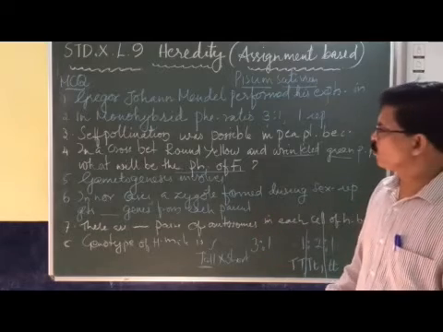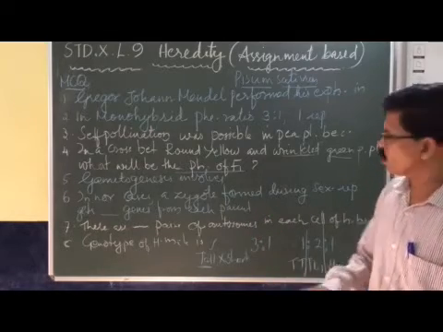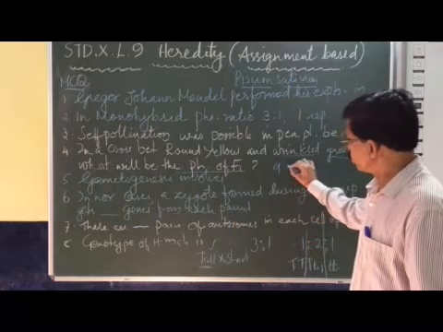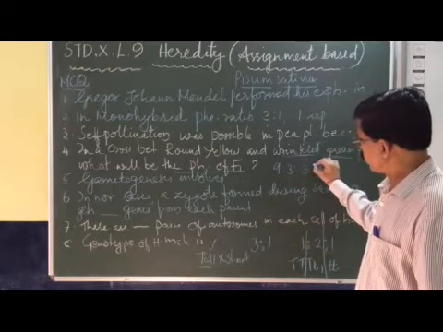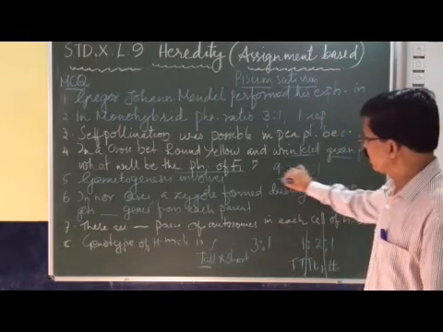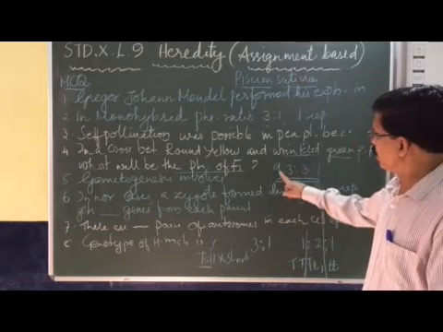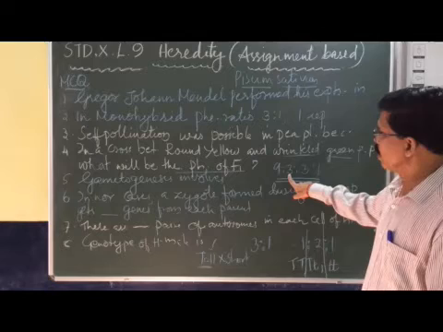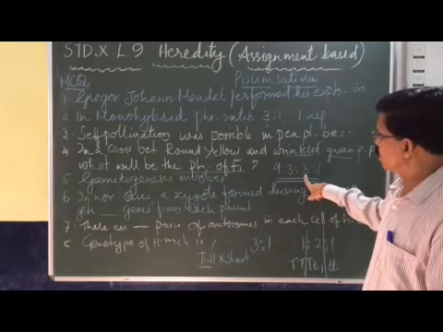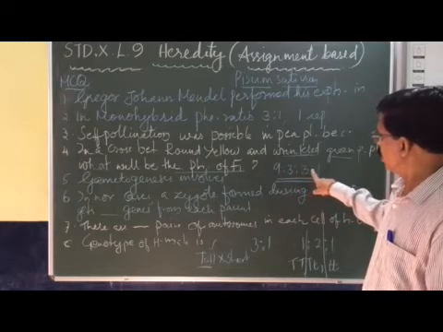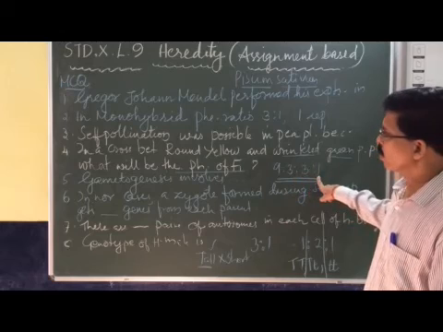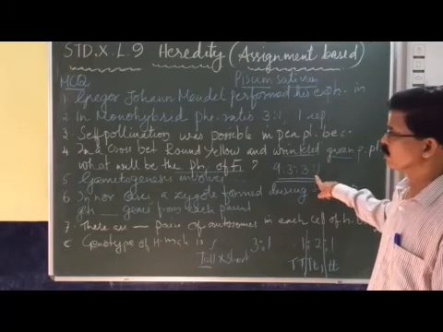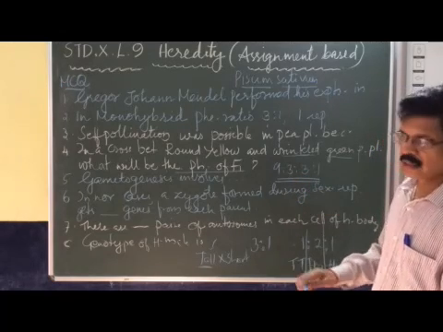In the F2 we can say 9:3:3:1 ratio. That will be entirely different. 9 will be round yellow. 3 will be wrinkled yellow. Another 3 will be round green. And the last one will be wrinkled green. You got this idea? Yes. That's all.